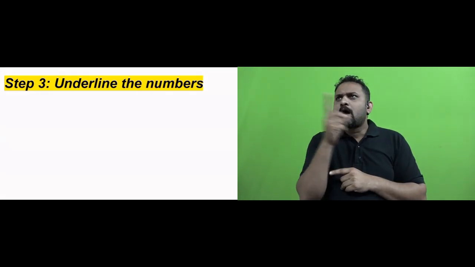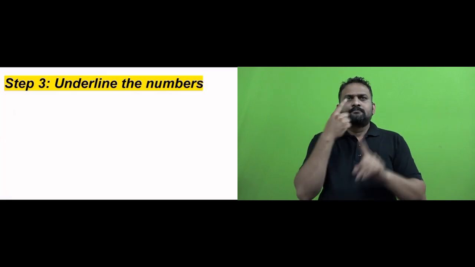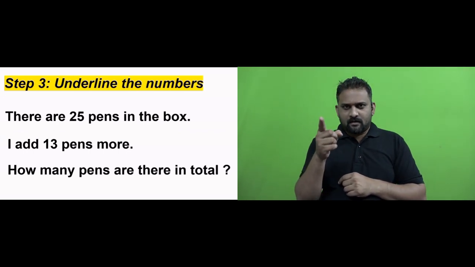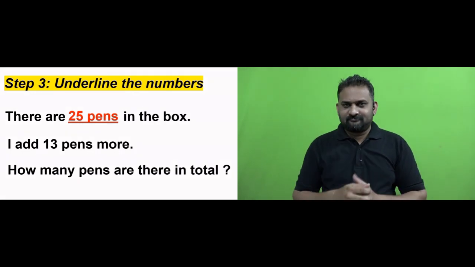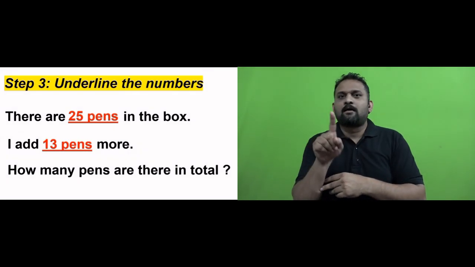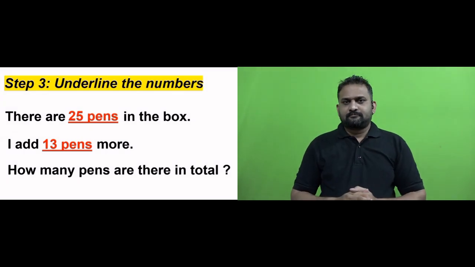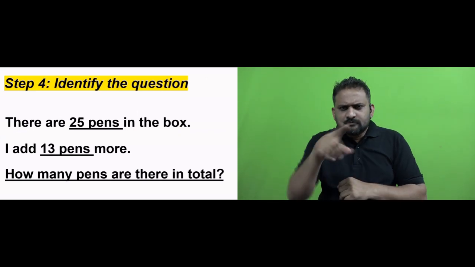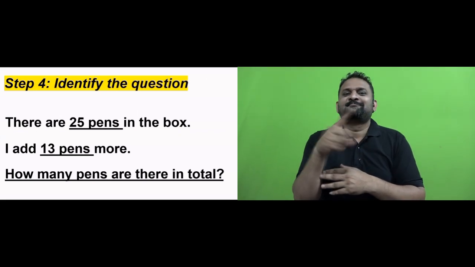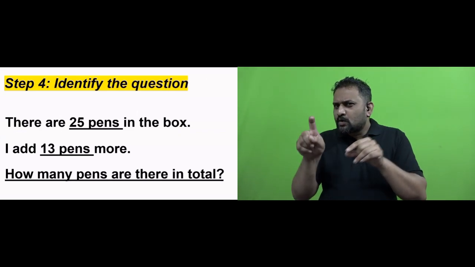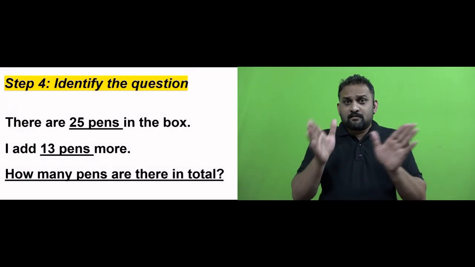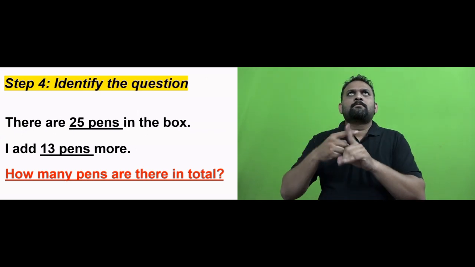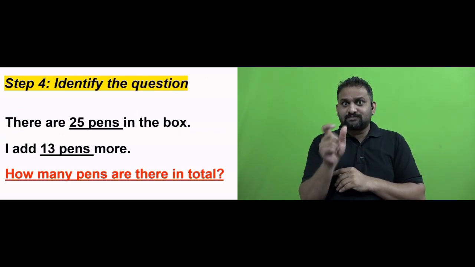Step 3 is underline the numbers. So let's find and underline the numbers in the word problem. The first number in the word problem is, and if you said 25 pens, you're correct. And the second number is 13 pens. Yes. Step 4. Identify the question. Do you remember how to identify the question? Right. We look for the sentence with the question mark. How many pens are there in total? Now the word in total also tells us that we need to add the two numbers in the word problem.